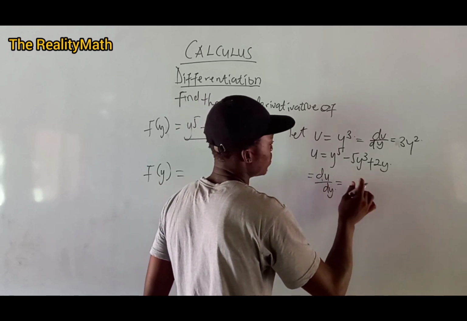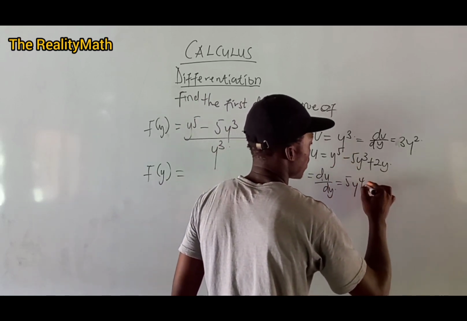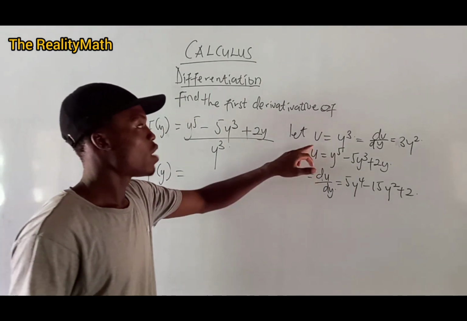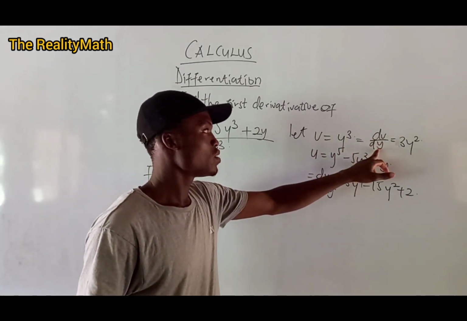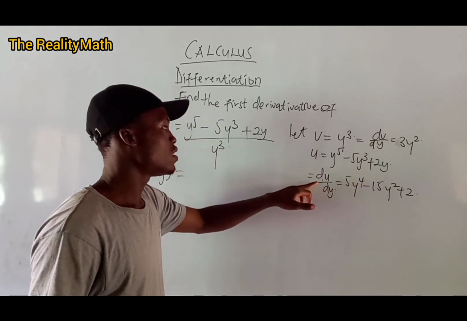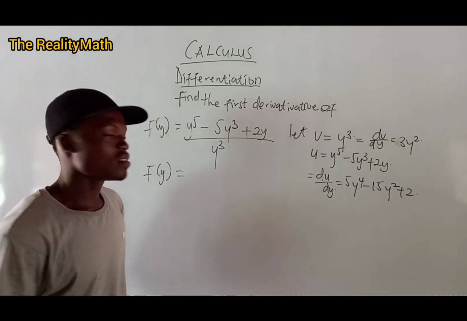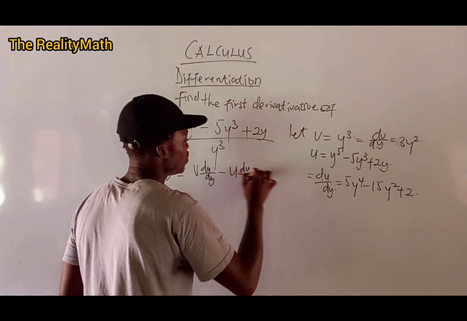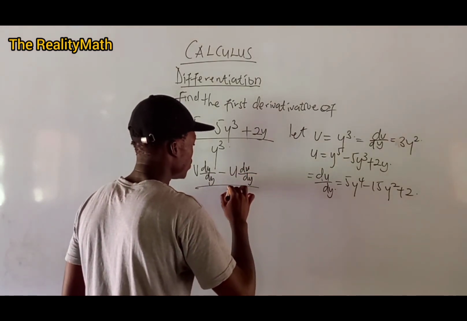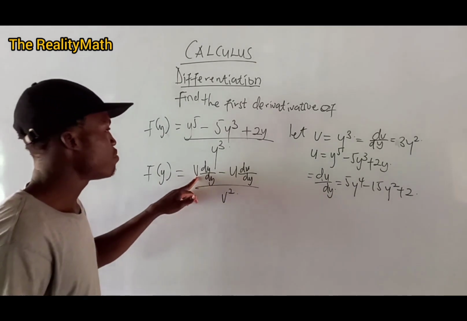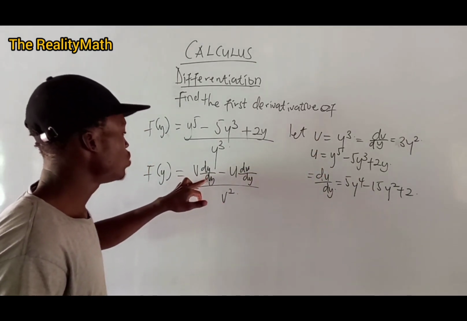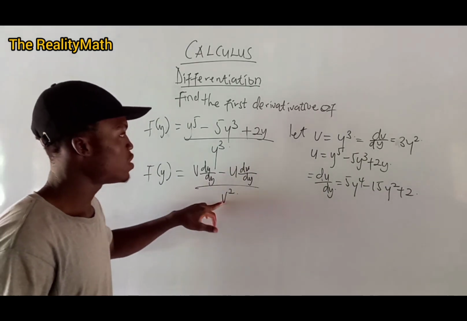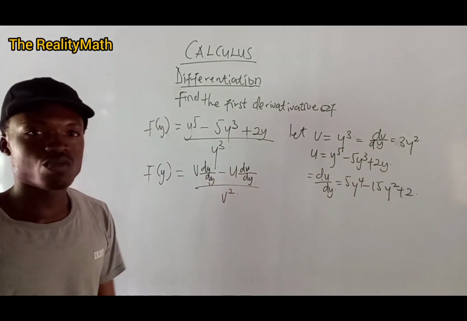Differentiating these two will give us 5y to the power 4 minus 15y to the power 2 plus 2. Okay, so we have our v, which is this, our dv dy, which is this, we have our u, which is this, we have our du dy, which is this. Now the quotient rule tells us that we have v du dy minus u dv dy all over v squared. Now it's not difficult. We have our v already, and then we have our du dy, we have our u, which is this. We have our v, which is the same as this. So it's just substitution.